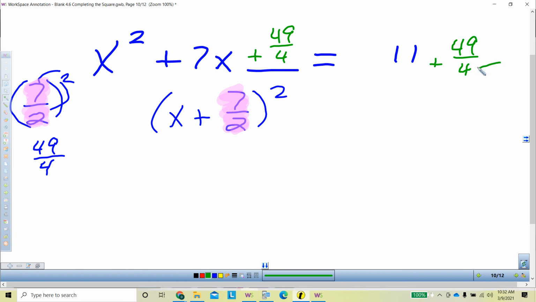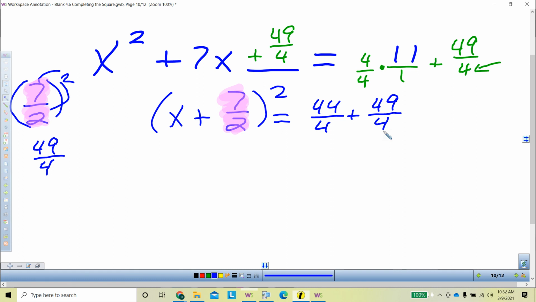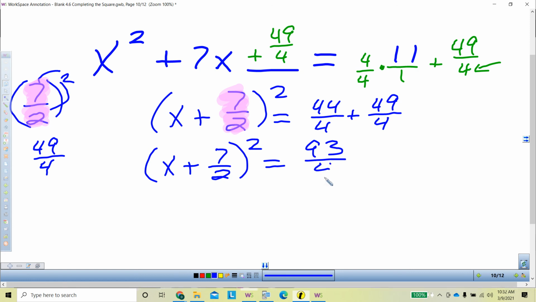When you're getting a common denominator, if this one's over 1, then for every one of these completing the squares with an odd B term, you're going to multiply by 4/4, every single one. So we end up with 44/4 plus 49/4. When you add fractions, add the numerators, leave denominators alone. So what we get here is (x + 7/2) squared equals 93/4.